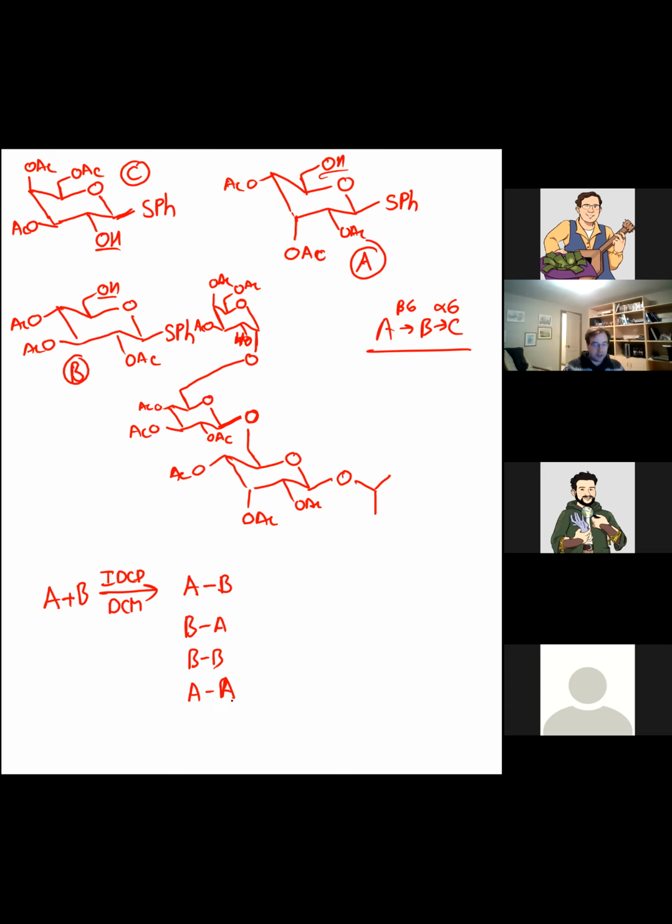But coming back to this idea, I don't want to get a mixture of four compounds, and this doesn't even include all the alpha beta isomers. So there's eight possible compounds coming out when I mix A and B together with these things. So what I want to do is favor that. There's a few ways we can do that.